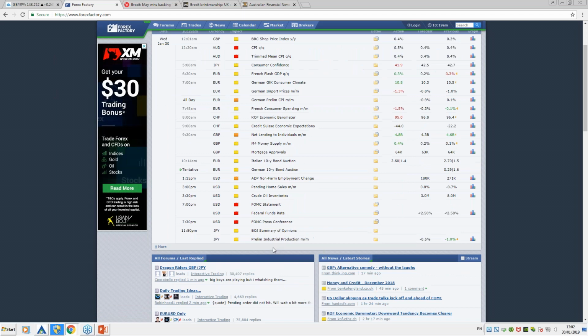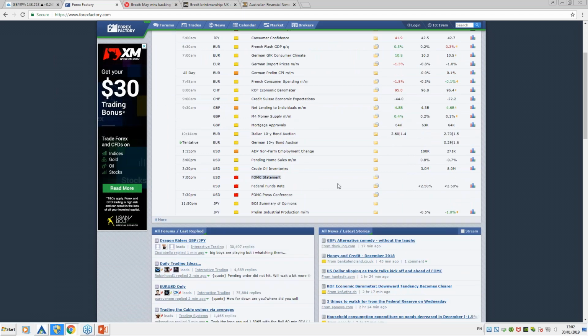Does anyone know what the FOMC is in the US? Anyone have any idea? Why would that maybe be important fundamental news? Anyone know what the FOMC committee is in the US? What do they help determine? It probably gives it away right here. Interest rate changes. It's a committee in the US that determines monetary policy.